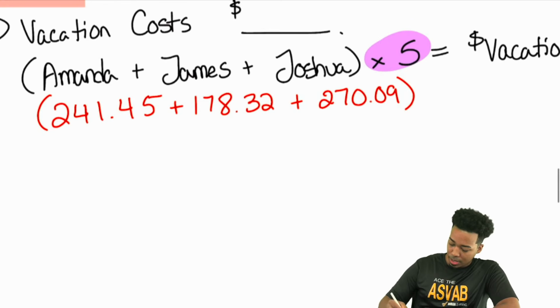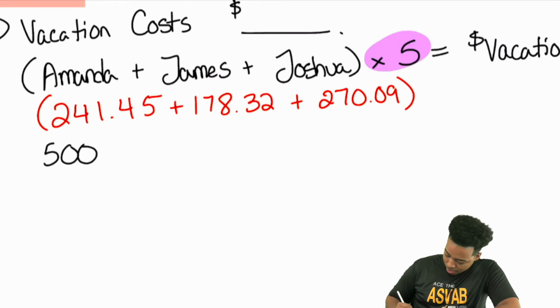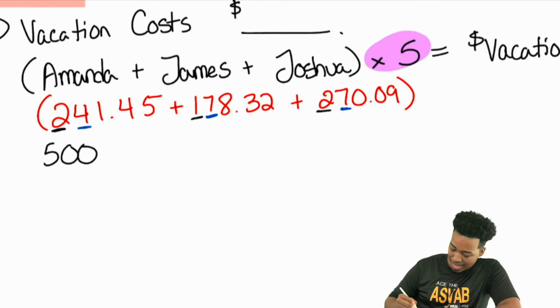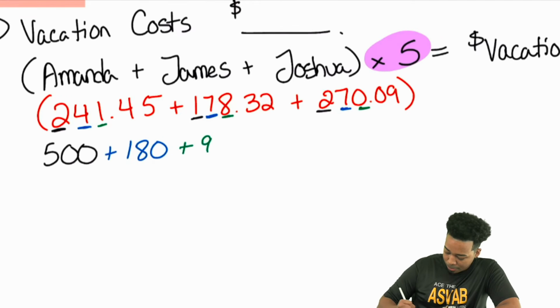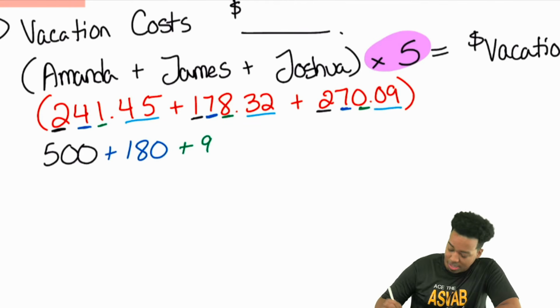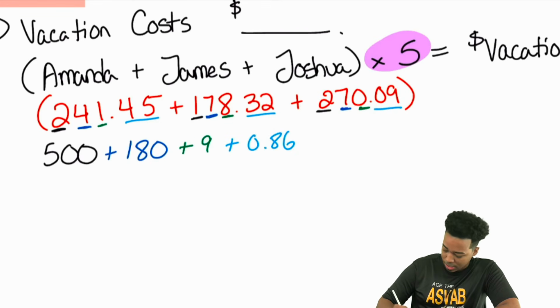So here we go. Let's do some mental math here. We have 200, 100, 200, so that's 500. Then from there, I'm going to just underline where I'm using my mental math tricks. Next up, we're going to go ahead and use blue. So we have 40, 70, so that's 110, 70 again, that's 180. So right here we have 500 plus 180. And then I'll go ahead and take the 1, the 8, and the 0, so that's 9. And then we can take the last part here and do our thing. So 45 cents plus 32 cents, that's going to be 77 cents. 77 plus 09, that's going to be 86. So plus 86 cents. And there we go.